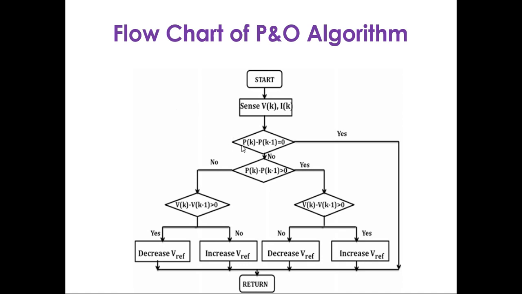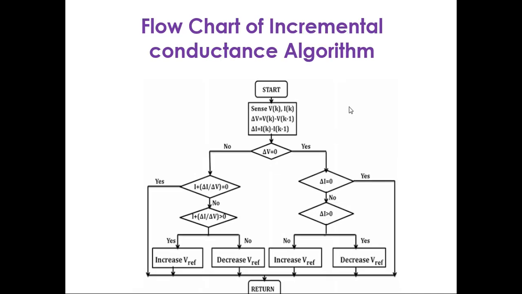Somebody can ask, what if the radiation changes? Ultimately, the power P is the product of V and I, voltage and current. So in both cases, the voltage and current, and ultimately the power, will change. So that results in these four possibilities.